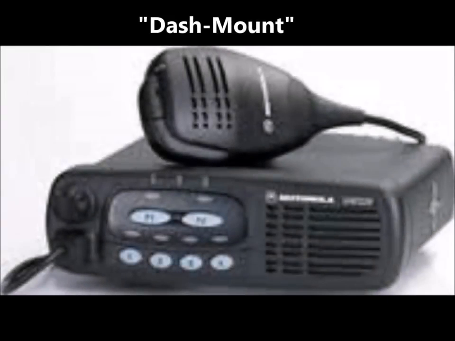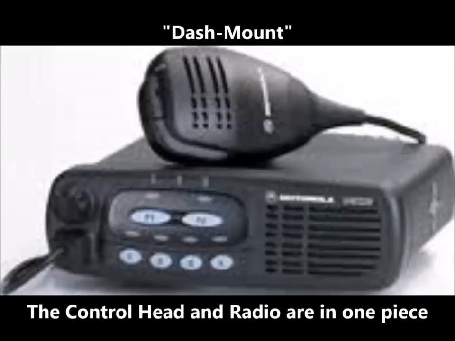Vehicle-mounted radios usually come in two different forms. A dash-mount radio has the control head and microphone attached to the radio chassis. The advantage is that a dash mount usually has minimal cabling requirements and is a quicker install.